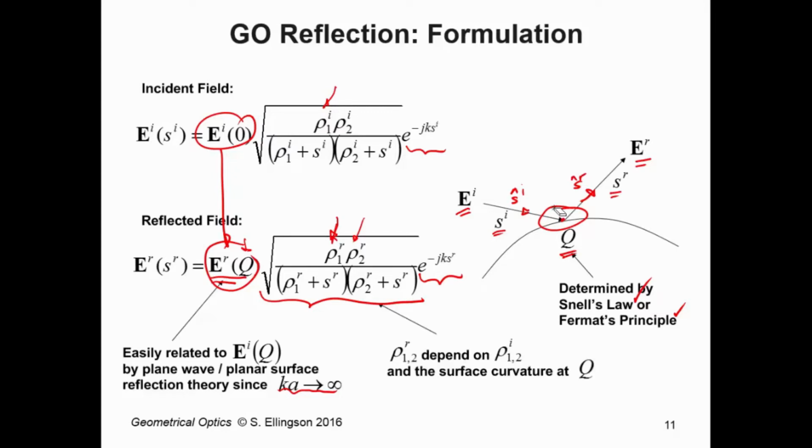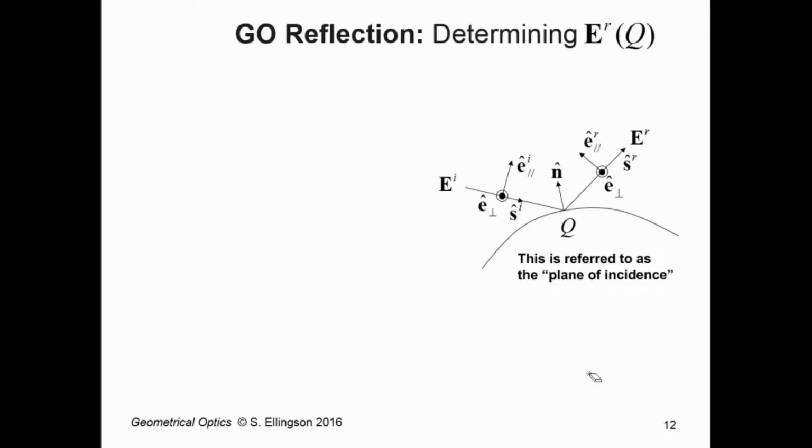The wavefront curvatures are not difficult to find, but they require a little bit more thought, and we'll come back to that in a moment. What you can see is that the reflected wavefront curvatures will depend on the incident wavefront curvatures and also the surface curvature at point Q. We're going to have to come up with some math that describes how these transformations happen. So first, let's figure out how to get the reflected field at the point of reflection.